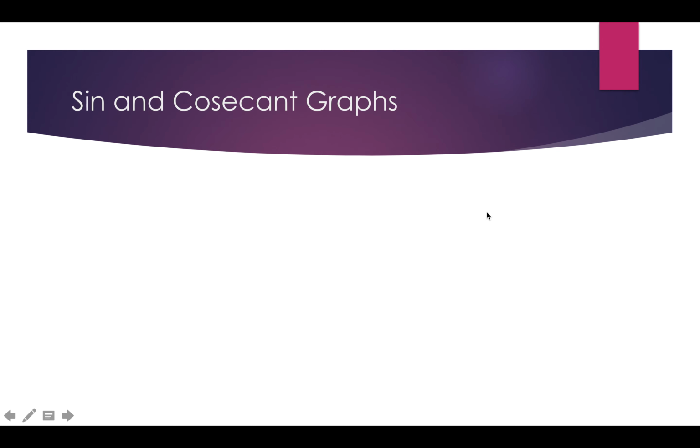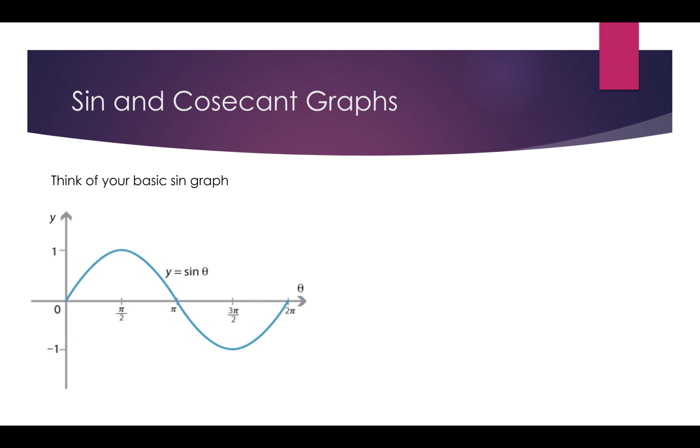Today, we're going to be going over reciprocal trig graphs, so we'll see about stuff like sine and cosecant graphs. Now, if you remember our trig theory, we did sine and cosecants. Cosecant graphs are just 1 over sine. So let's think first of our basic sine graph. Sine goes up, sine goes down.